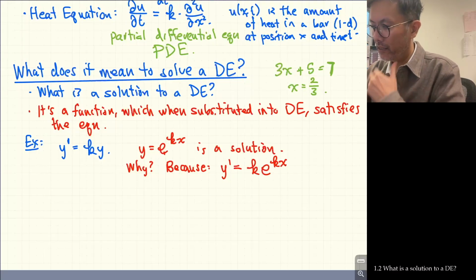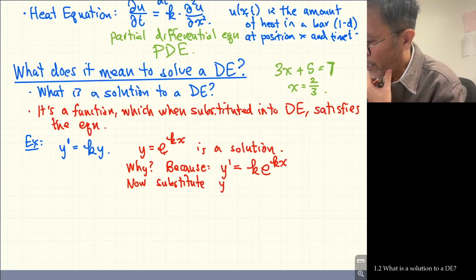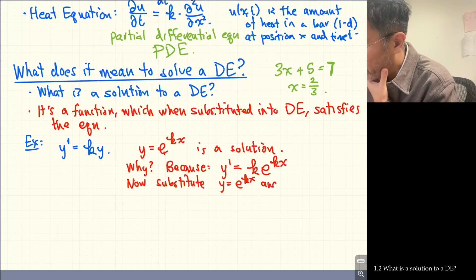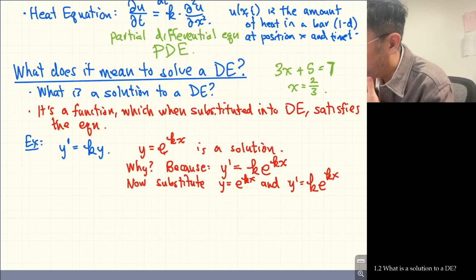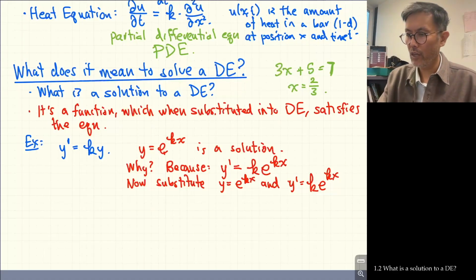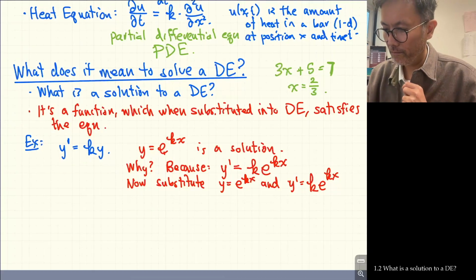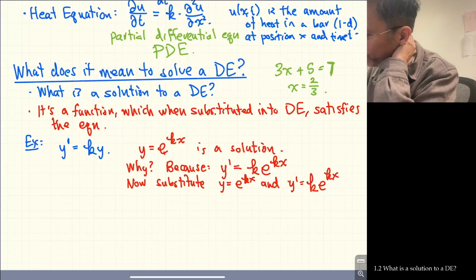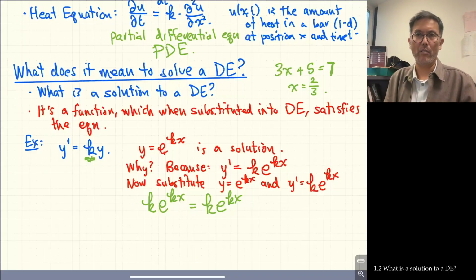So now if I substitute y equals e to the kx and y prime equals k e to the kx into our original differential equation, we get, let me do this in green, y prime is k e to the kx equals k, that k that comes from right there, times e to the kx. These are obviously the same.